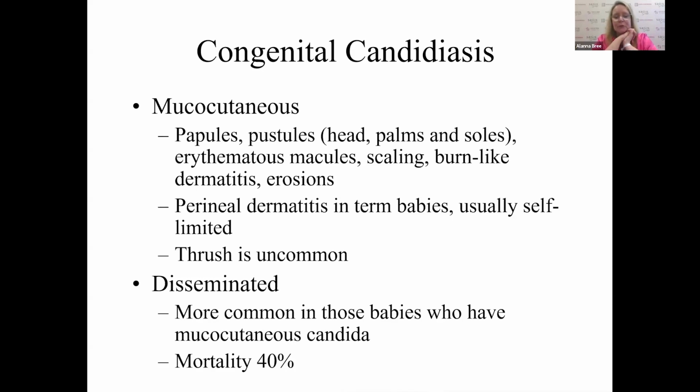And again, most of those babies are going to present with mucocutaneous candidiasis, but the ones we have to worry about are the ones that are really small, the babies that are in the NICU. So again, high mortality for disseminated disease, but again, in patients that we're going to see in the outpatient clinic, most of them are going to be term babies, and the conditions are going to be self-limited or easily responsive to treatment.